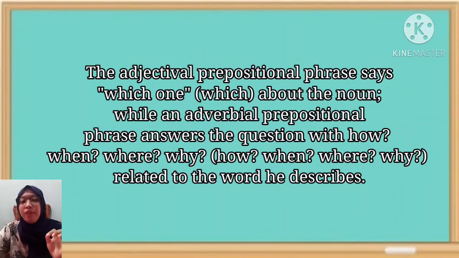The adjectival prepositional phrase says which one about the noun, while an adverbial prepositional phrase answers the questions how, when, where, why. How, when, where, why relate to the word being described. Well, that's my short explanation of types and function of prepositional phrase.